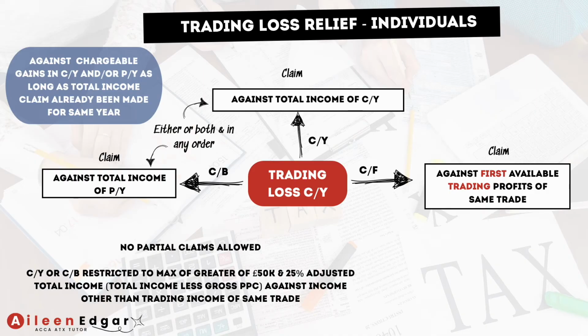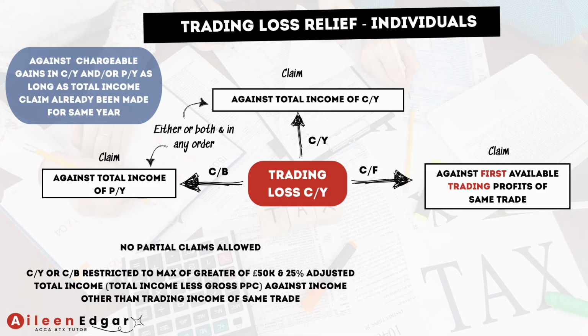And there's another little thing to watch out for. When you're looking at a current year or a carryback claim, we are going to be restricted to a maximum of the greater of £50,000 and 25% of the adjusted total income to set off against income other than trading income of the same trade. It's a little tricky thing to watch out for.